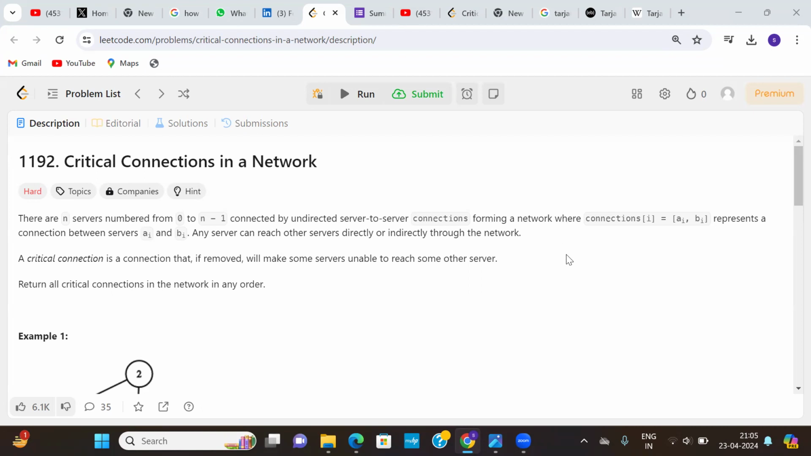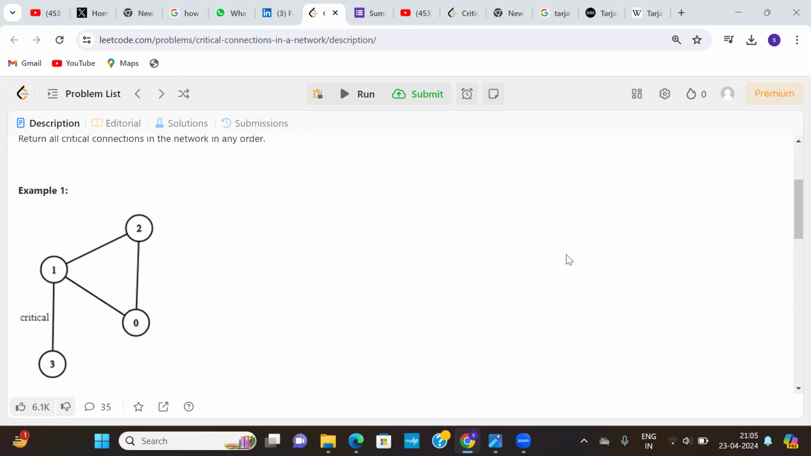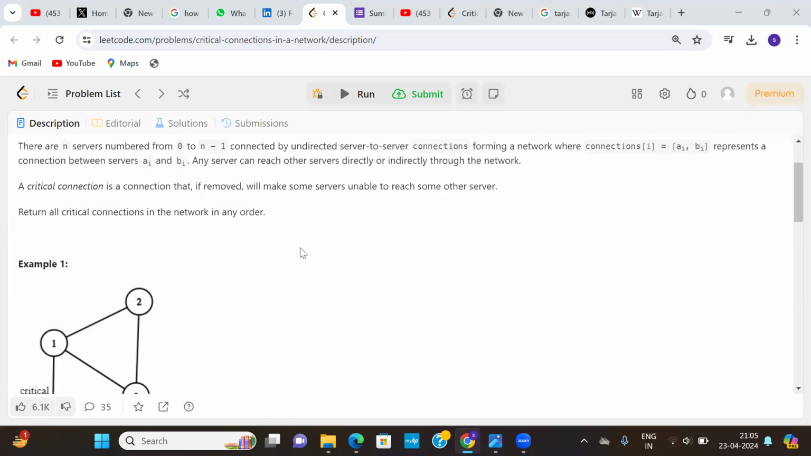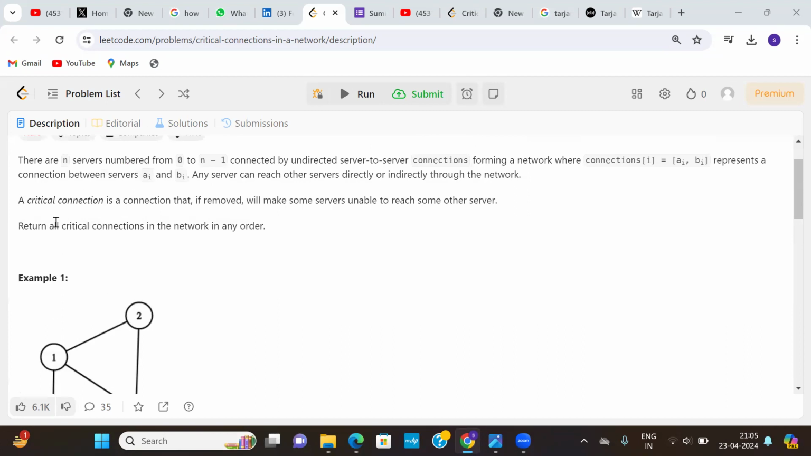Now, what is the network? You all know the knowledge of graphs. So what we are going to do is consider all these nodes as servers and these edges as the connections. We need to return all the critical connections. What do we mean by critical connection? A critical connection is a connection which, if removed, will make some servers unable to reach some other servers.